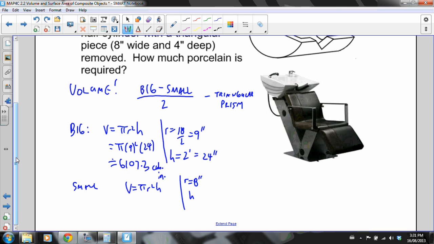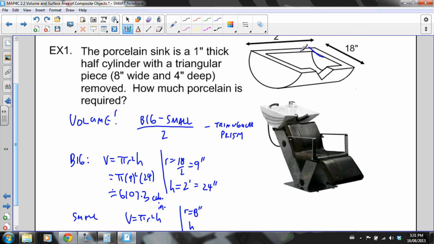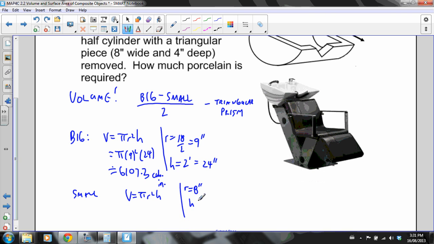And the height, it was 24 for the entire thing, but there's an inch off of each end. So take an inch off of each end, 22 inches. And that's the volume of the inside one. Use your pi button. Pi times 8 squared times 12, or times 22 rather.